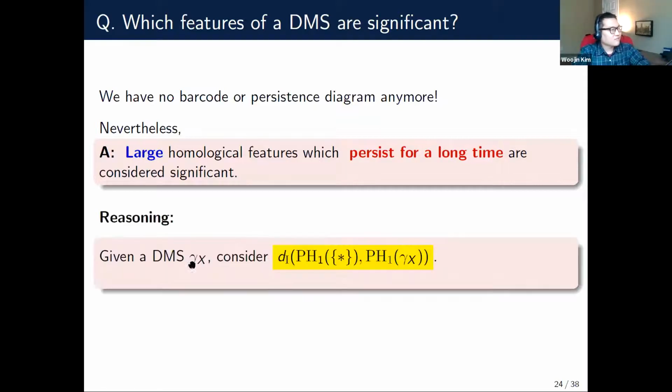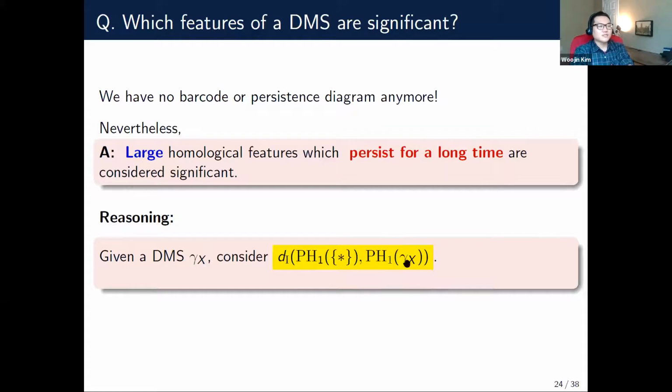Here is the reasoning for that claim. Suppose that we have a dynamic metric space gamma X, and we are going to consider this value, which is the interleaving distance between the first Pearson homology of a single point space and the first Pearson homology of gamma X. Then of course, a single point space has no loop structure. Therefore, its first homology is trivial, like an everywhere-zero space associated to my point in the indexing space. Whereas gamma X might have some one-dimensional feature.